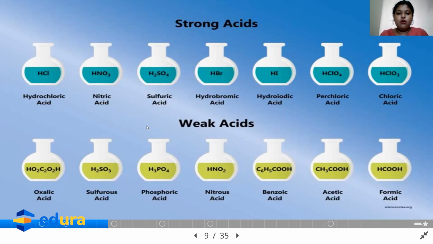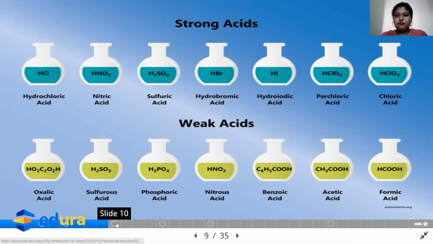Now I have one more, that is weak acid. That one is, you can see, oxalic acid. You don't require it right now. Sulfurous acid, phosphoric acid, nitrous acid, benzoic acid, acetic acid and formic acid. So these are the things which we have right now. Here you require acetic acid a lot, as it is CH3COOH. It is required because in vinegar also you find acetic acid.